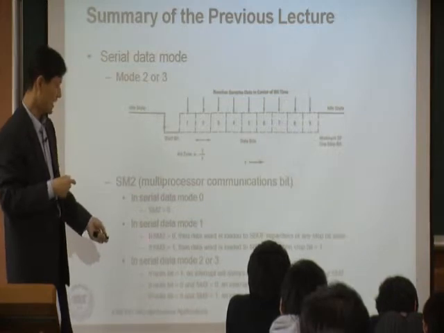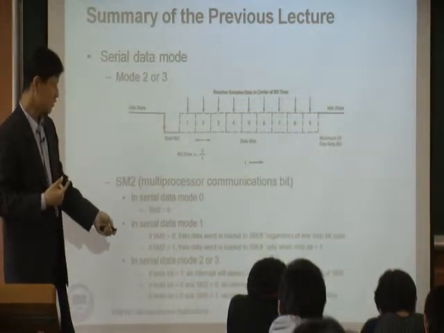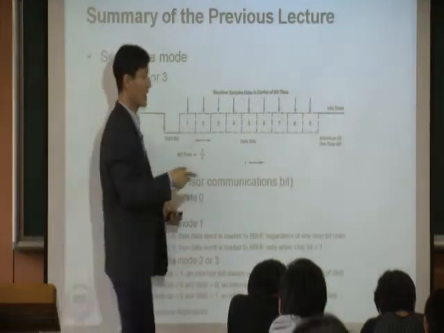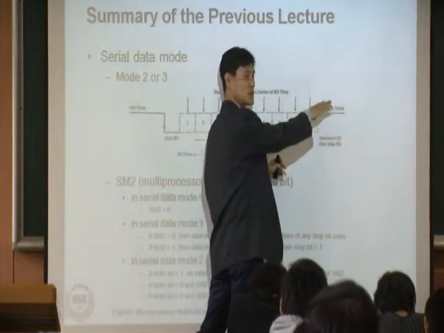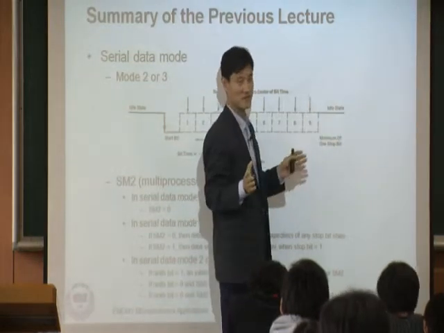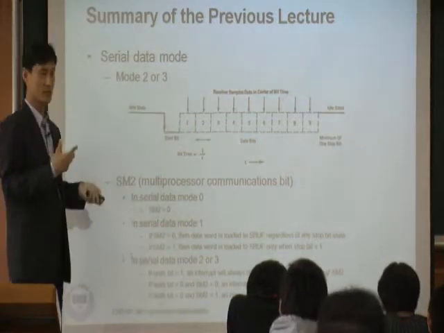That's what you're doing when SM2 equals 1. But what do you do when SM2 equals 0? That means I don't check. Maybe the stop bit goes down to 0, maybe the stop bit is 1. I don't care. Whatever I receive, I just take it. That's what it means.